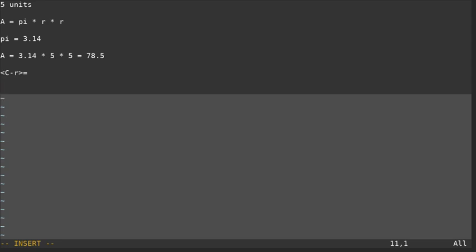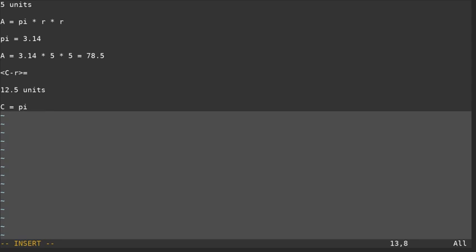Let's find the circumference of a circle with a radius of 10 units. Actually, let's make it a harder number. Let's make it 12.5 units. So the circumference is equal to 2 times pi times r. In this case, it would be 2 times pi, which we're approximating as 3.14, times the radius 12.5. We'll see what that equals.